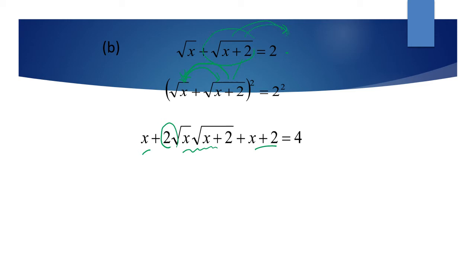Okay, let's just continue finishing this question. So what we have is x plus x plus 2, plus the surd.